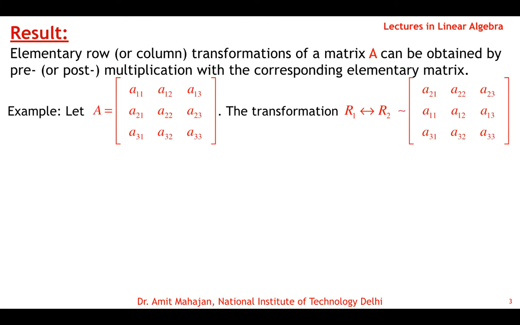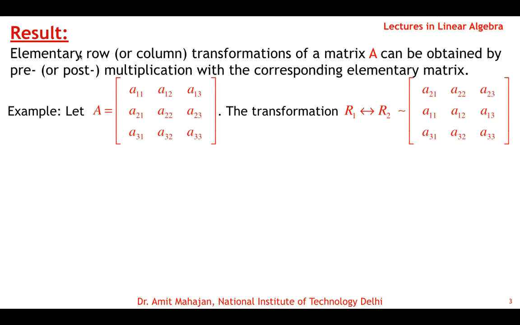Okay, so let me give one example on this to make sure that you get it. Let A be this 3 by 3 matrix, and the transformation that we use is, say, row 1 interchange row 2. So these elements A21, A22, A23 will go to the first row, and the elements of the first row will move to the second row. So by interchange of row 1 with row 2, we obtain this transformed equivalent matrix from the matrix A.